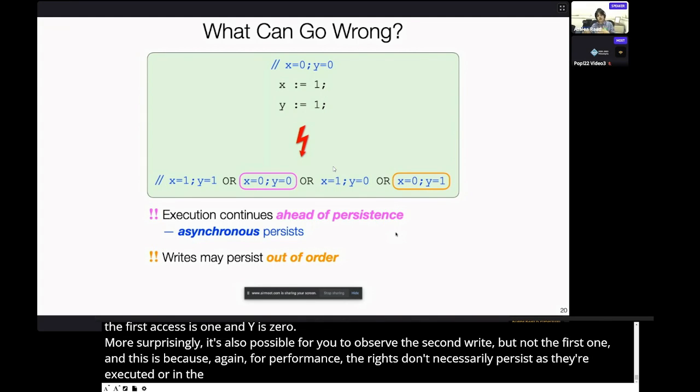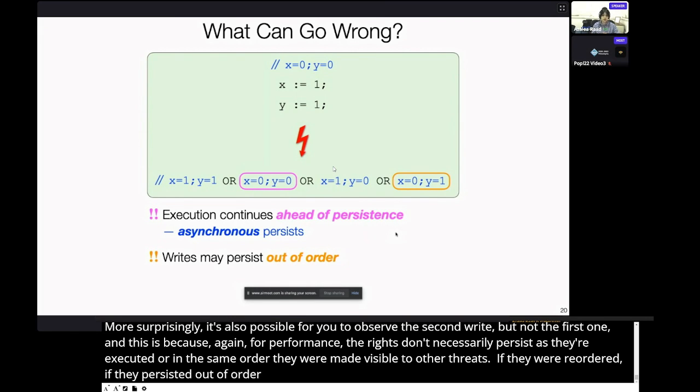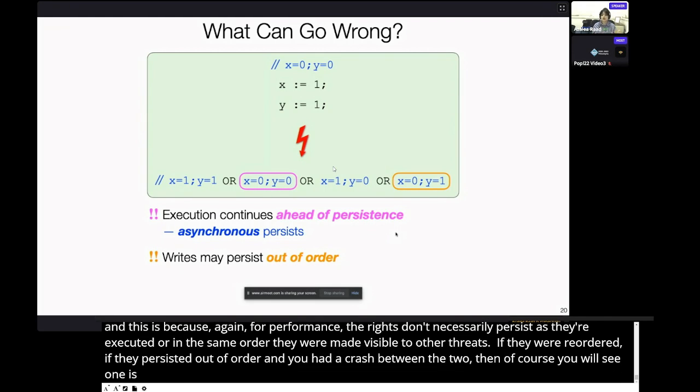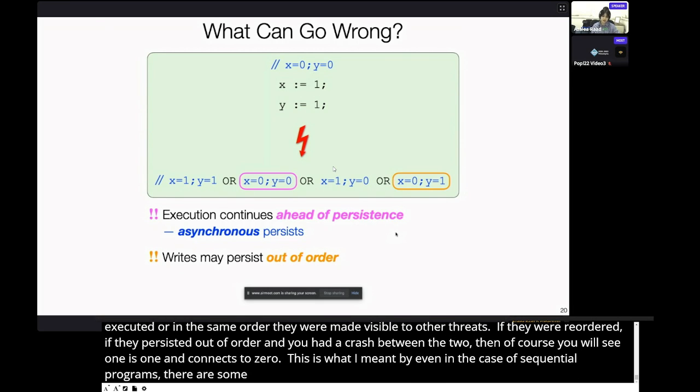So if they were reordered, if they persisted out of order and you had a crash between the two, then of course you will see Y is 1 and X is 0. And this is what I meant by, even in the case of sequential programs, there are some unexpected behaviors. And this is why it's important to understand the persistency semantics of programs.